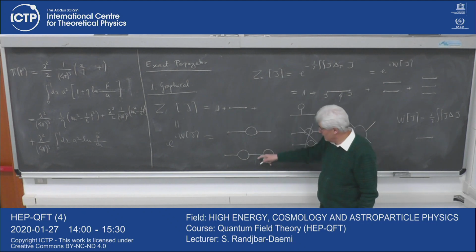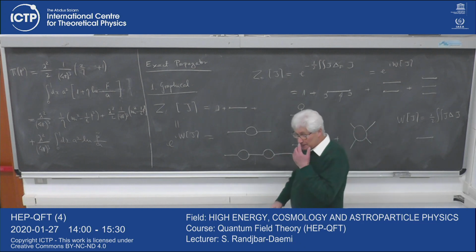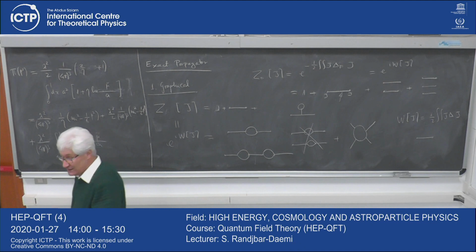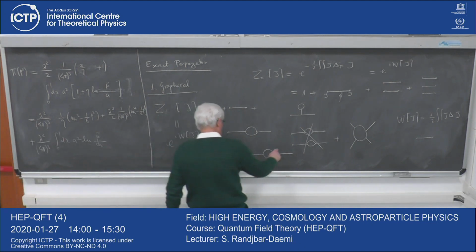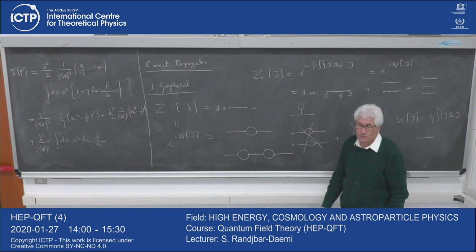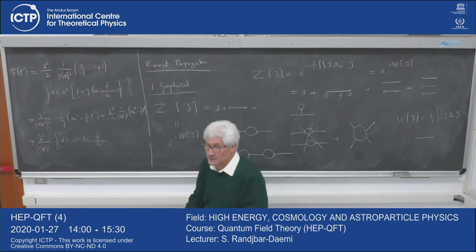You can just take this away, cut this line, or if you know this, you can construct the expression for this one, the algebraic expression for this one. Right? So the graphs that you can cut into two disconnected pieces by cutting an internal line, this is an internal line, we are not cutting here or here. We are cutting an internal line. Such graphs are called one particle irreducible. One particle means that you are cutting one internal line.